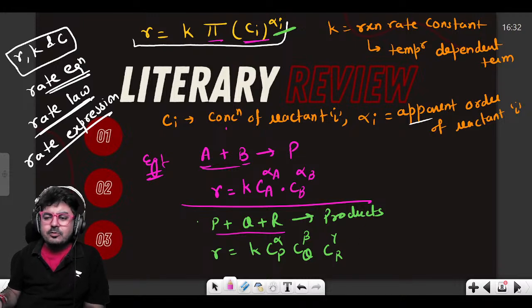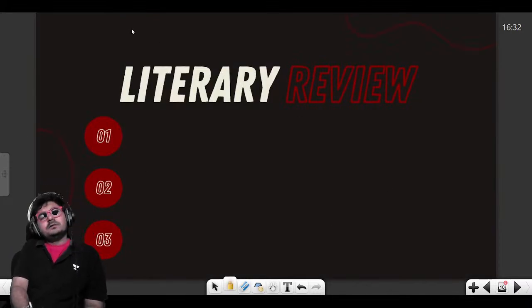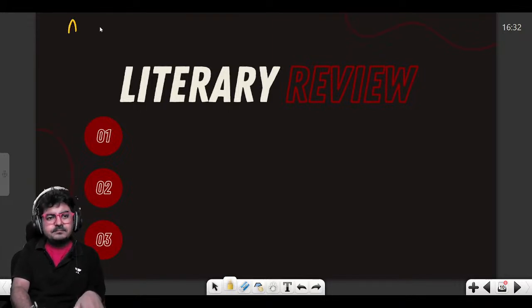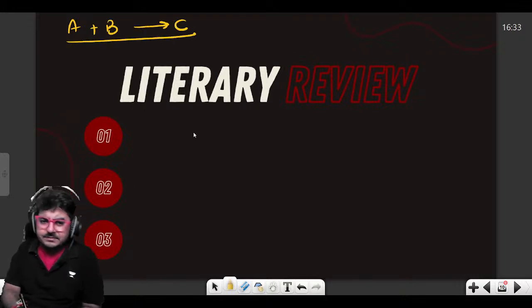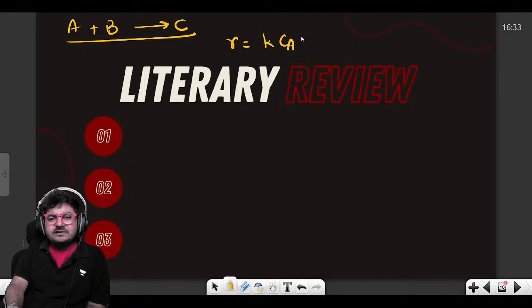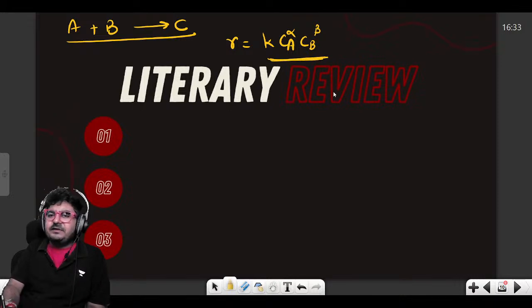Now there is one more thing you should know. Suppose we have a reaction A plus B gives C. Here, as per the power law, the rate expression will be something like this: K CA power alpha CB power beta. Correct? Now you should understand what this right hand side part represents.